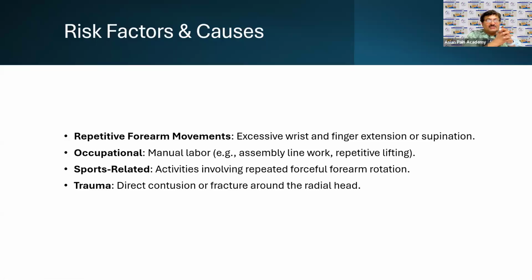So what are the risk factors? Risk factors include repetitive forearm movements like excessive wrist and finger extension and supination. Occupational factors include manual labor, assembly line work or repetitive lifting, and sports-related activities involving repeated forceful forearm rotation, and trauma, such as direct contusion or fracture around the radial head.